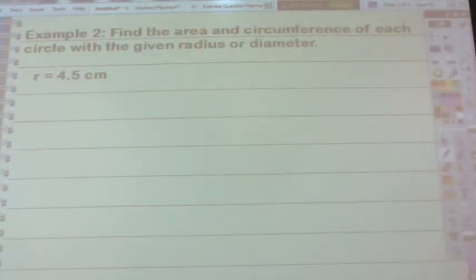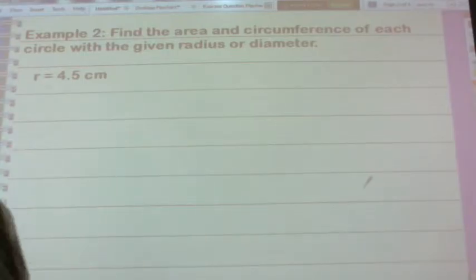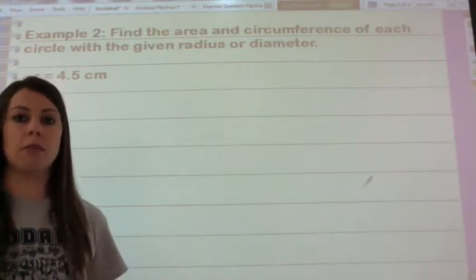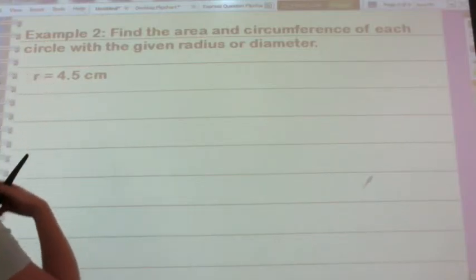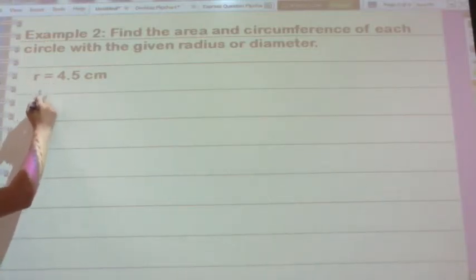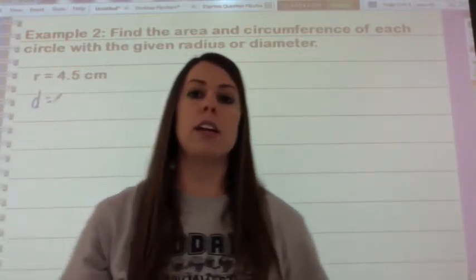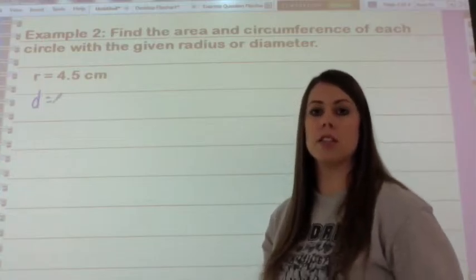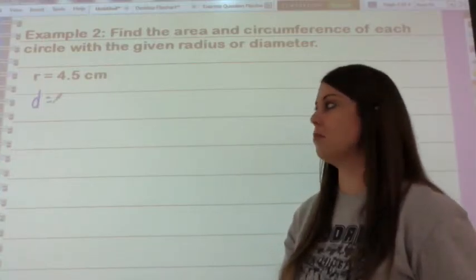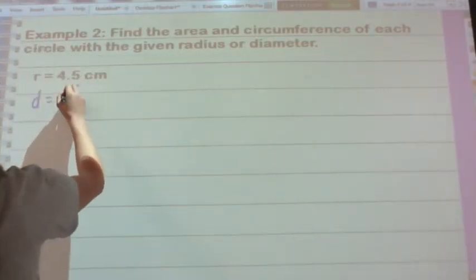The next question, example 2. Find the area and circumference of each circle with a given radius or diameter. In this case, they give us the radius. Remember, I said that you're going to want to find the radius and the diameter first before we even start these problems. Since they give us the radius, we need to find the diameter. The diameter is twice the radius. So 4.5 times 2 is 9 centimeters.